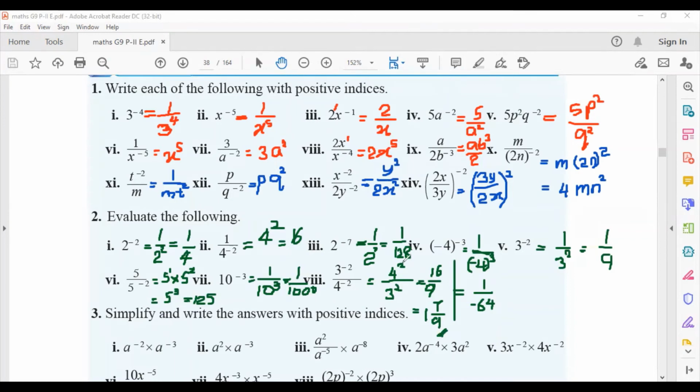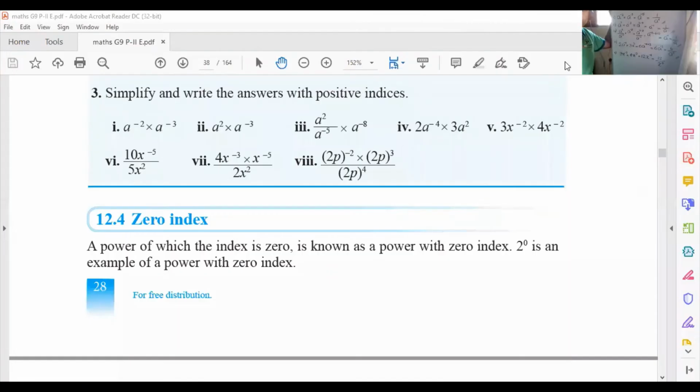I will give 1 minute to write it down. These are the solutions for the first 5 questions, right? Then we are going to do the 6th question.